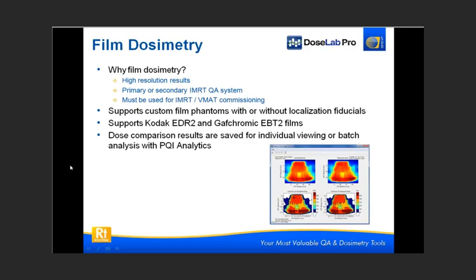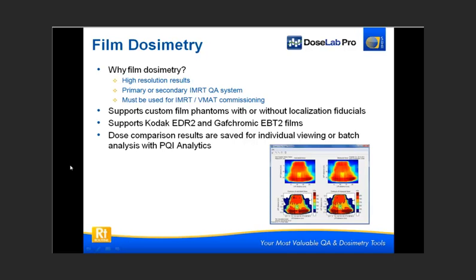The full DoseLab Pro package adds film dosimetry and automatic comparisons. And film dosimetry is very important because you can get high-resolution results. It can be used as your primary. Most people are now using it as a secondary IMRT QA system. With the popularity of MapCHECK devices, if MapCHECK fails, you might want to do film. It has to be used for IMRT and VMAT commissioning.